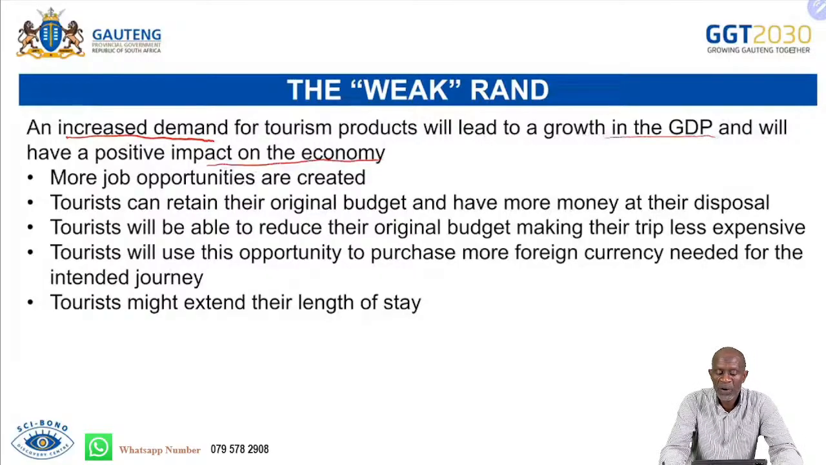Tourism businesses can retain their original budget and have more money at their disposal. So when we sell our goods, or we sell more products than expected, then it means we keep our capital, or the money that we used to start the business, whereas we have some reserve to spend or to grow our business. Tourists will be able to reduce their original budget, making their trip less expensive.